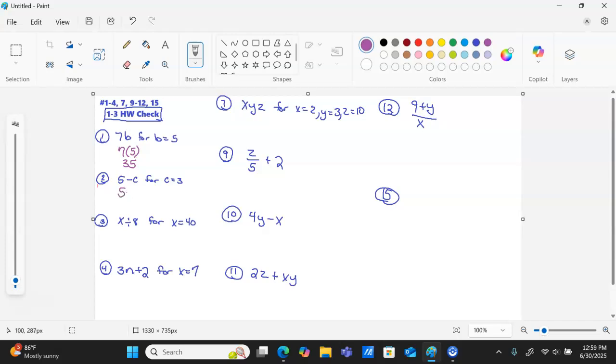5 minus c, so we're going to do 5 minus 3. Replace the c with the 3. 5 minus 3 is 2. X divided by 8, x is 40, so 40 divided by 8 would be 5.